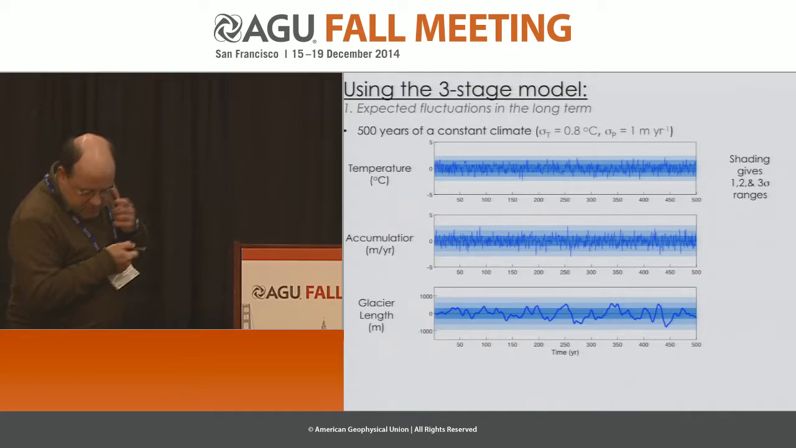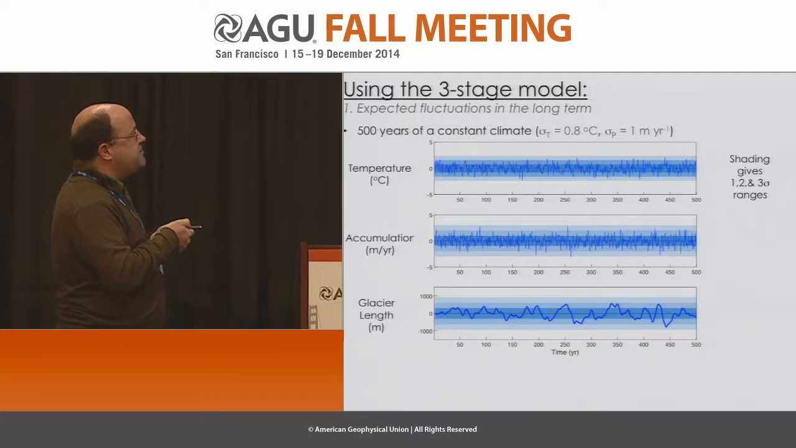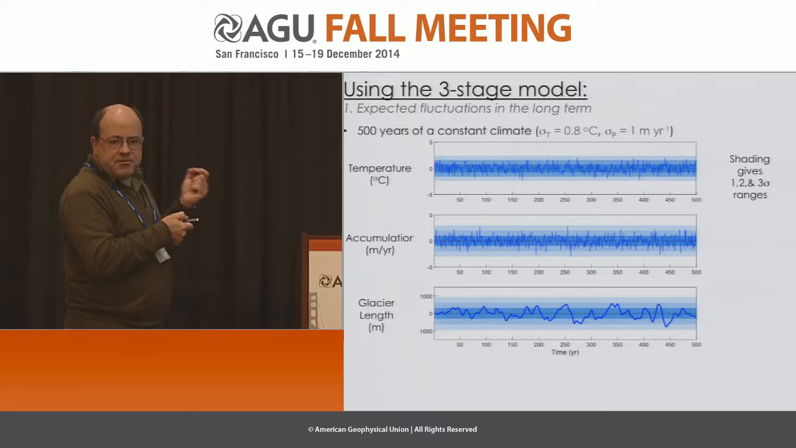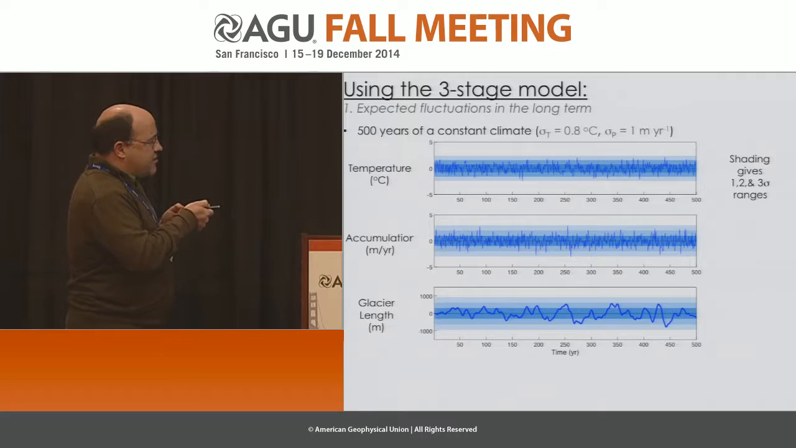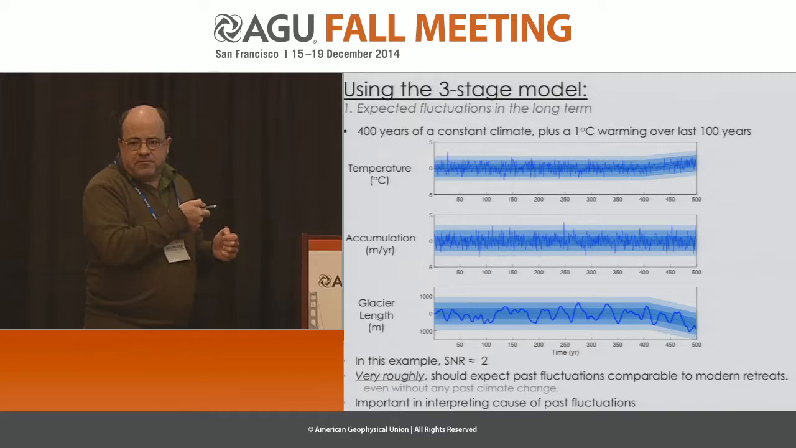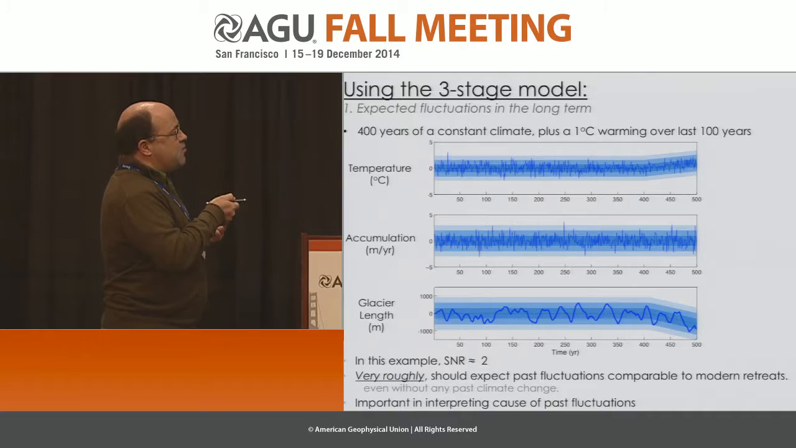Here's an example of applying that idea. This is 500 years of, again, synthetic climate time series. The blue line is just one realization. The shading is the 1, 2, and 3 sigma bounds that you expect. And here are our glacier fluctuations. I can impose a 1 degree warming over the final 100 years, which is about what we've seen from anthropogenic climate change. And this is what you expect the glacier response to be.